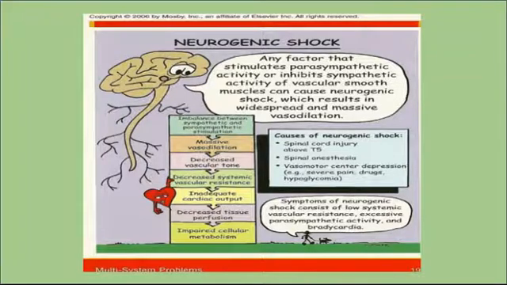Neurogenic shock, any factor that stimulates parasympathetic activity or inhibits sympathetic activity of vascular smooth muscle can cause neurogenic shock, which results in widespread and massive vasodilation. So I stuck the central nervous system picture in the very beginning. You have your parasympathetic, which is your cholinergic side. So your parasympathetic inhibits the sympathetic. It is the opposite of sympathetic. Your sympathetic is your fight or flight, affecting your rapid heart rate, your breathing, and your vasoconstriction.